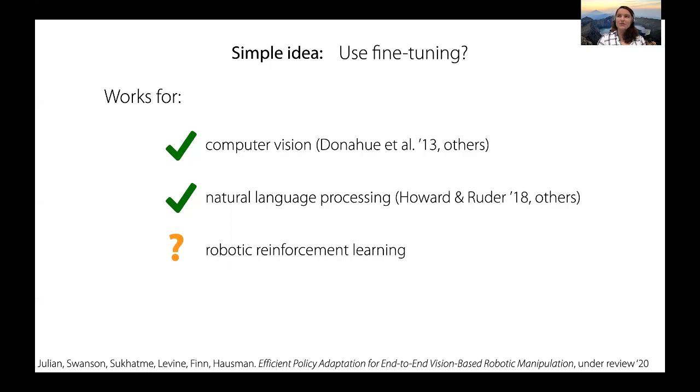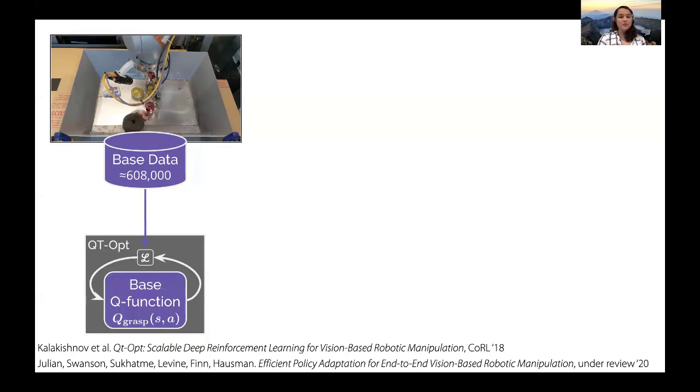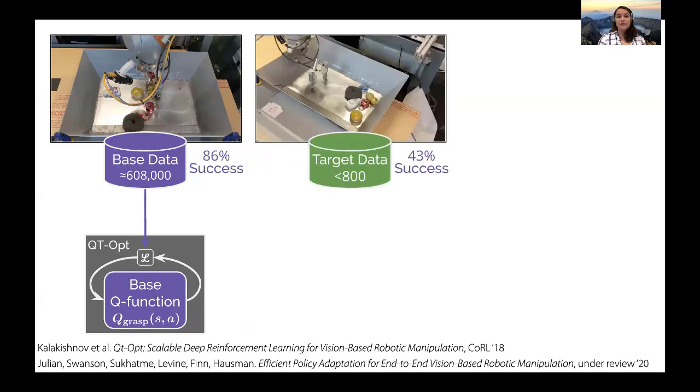And this is actually not necessarily an obvious question, because reinforcement learning often tends to look very different from an optimization point of view than computer vision or natural language. So to do this, what we're going to do is we'll collect some base data. This will include 608,000 grasp attempts by the robot. We'll then use this to train our base Q function with the QT-opt algorithm. Then we'll take this Q function, we'll use this to generate data in the new environment.